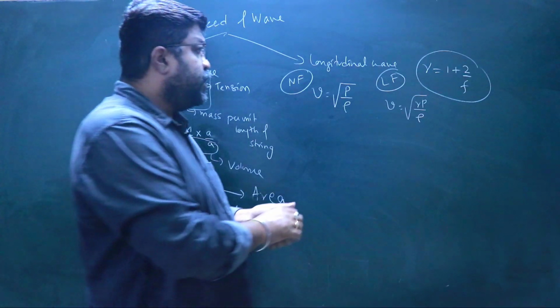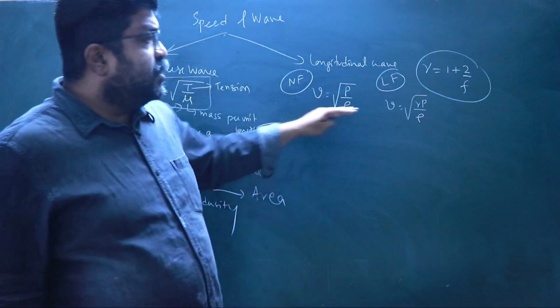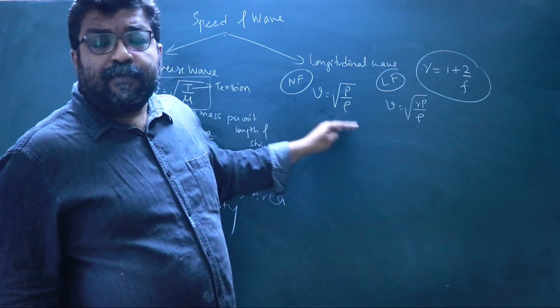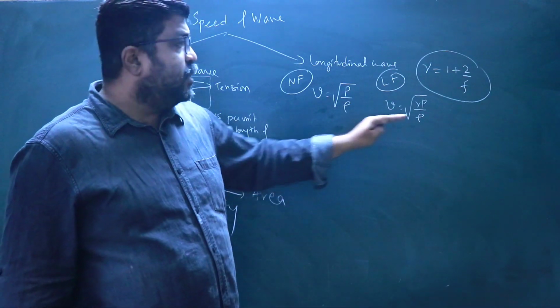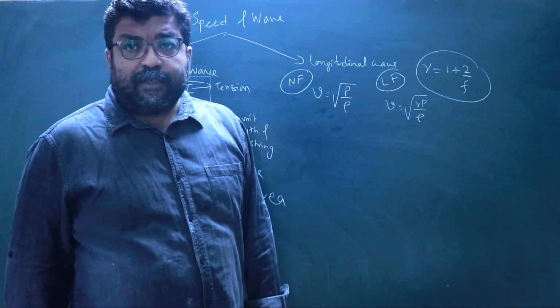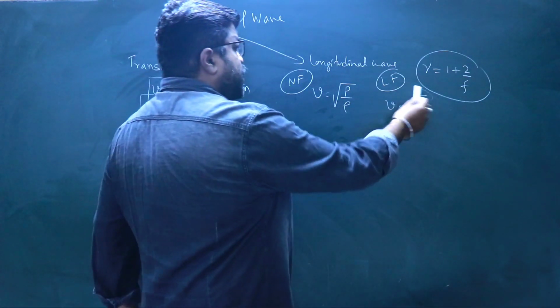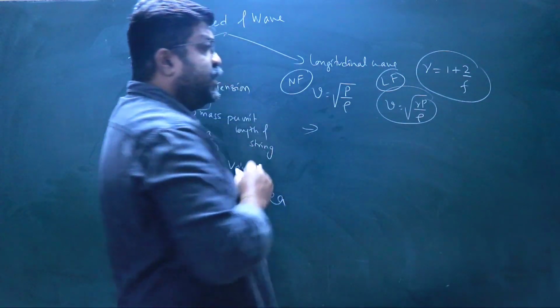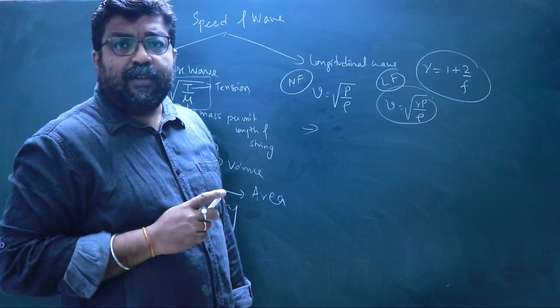So these are the two formulas. This is Laplace formula, this is Newton formula. Newton formula is based on isothermal process, and this is based on adiabatic process. Now from this we can analyze on what factors the velocity of sound depends.